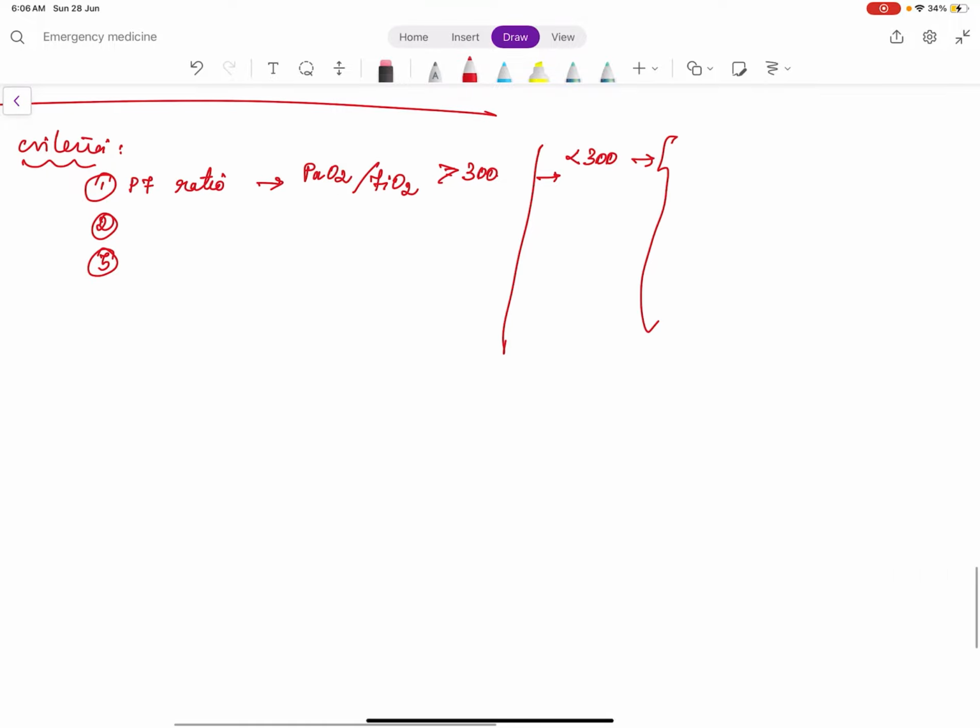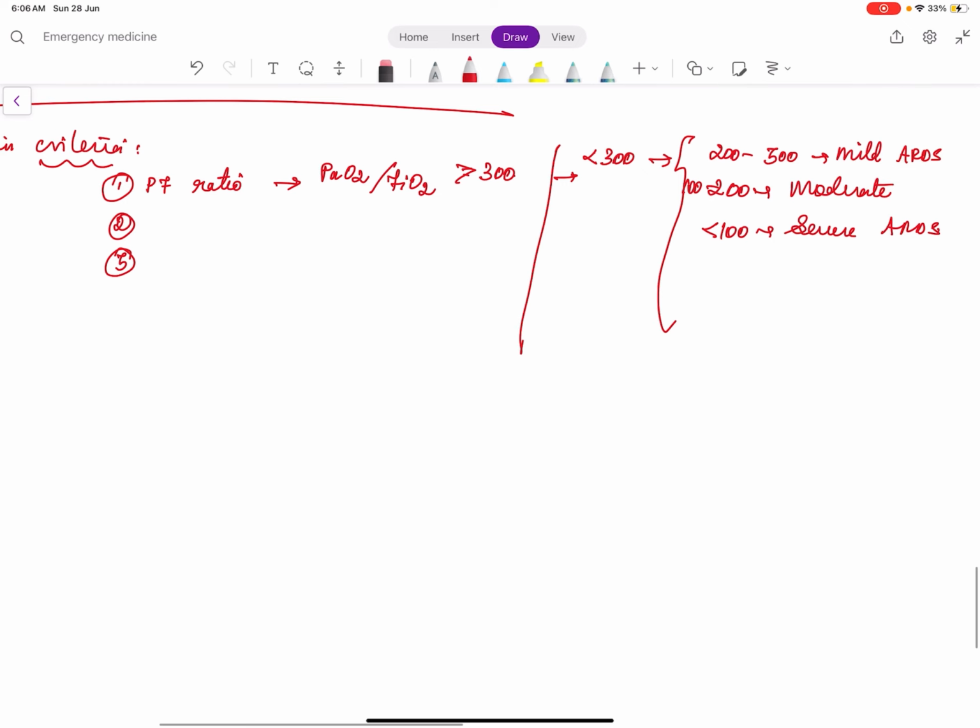Plus they have given a grading. More than 300 is normal. So if the PF ratio is 200 to 300, it is mild ARDS. The PF ratio is between 100 to 200, it is moderate. PF ratio is less than 100, it is severe ARDS.